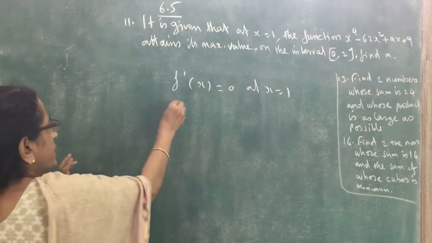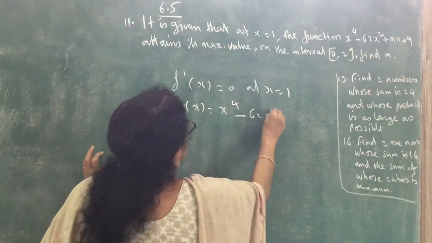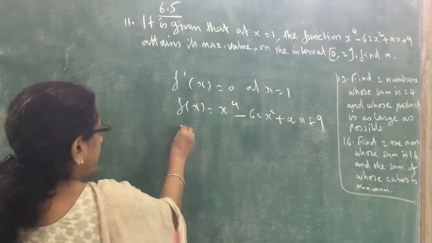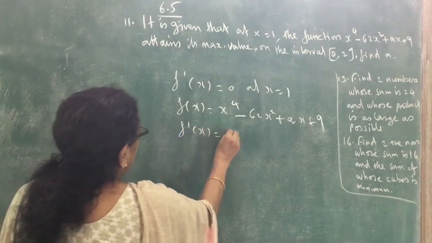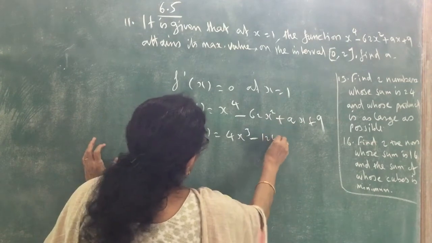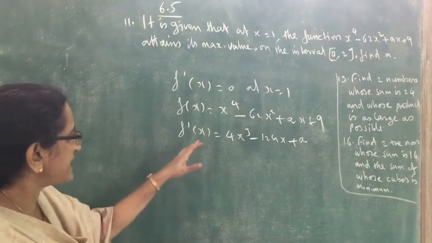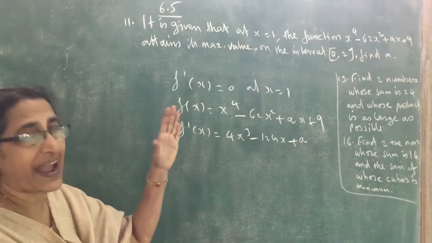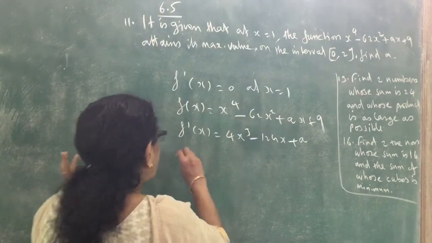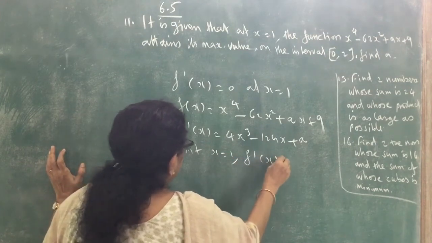So we can find the derivative. f of x equal to x raised to 4 minus 62x square plus ax plus 9. Now we can find the derivative. f dash x equal to 4x cube minus 62 into 2, 124x, plus a, plus derivative of 9, 0. So that is f dash x. Since it attains maximum value at x equal to 1, f dash x equal to 0 at x equal to 1.